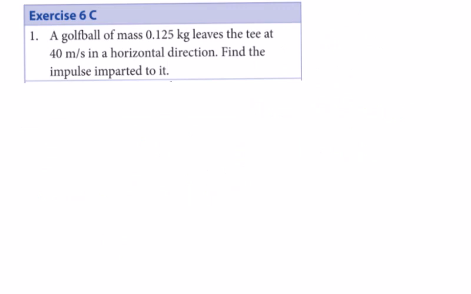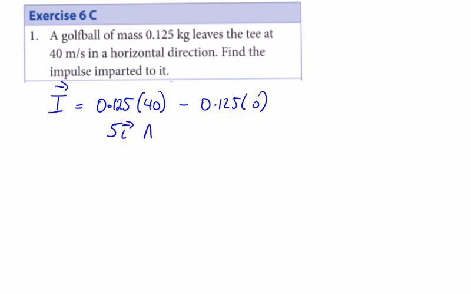Okay, it's 6c. These are really easy ones to start. The impulse here, 0.125 m by the final velocity minus m by the initial velocity, which you can see is 0. So 40 by 1/8 is just 5i in Newton seconds.